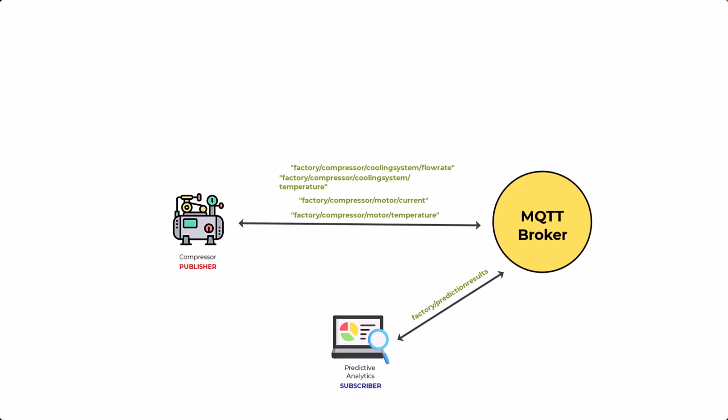Any application or system interested in these results can subscribe to receive them through the broker. Now, it doesn't end there. MQTT allows subscribers to use wildcards to receive messages from multiple topics at once. And there are two types of wildcards. The single level wildcard, a plus sign, which can substitute for one topic level.